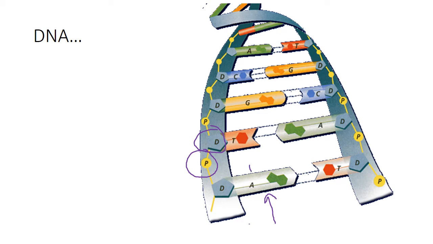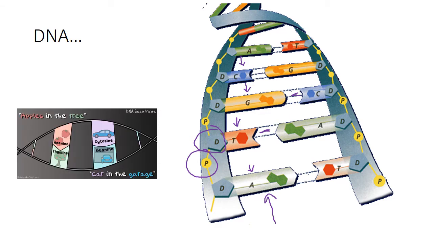The rungs of the ladder, pictured here, are made up of your nitrogenous bases. Here's your adenine, your thymine, guanine, and cytosine. The bases are also going to pair together very specifically. A with T, as pictured here, G with C, as pictured here. And there's not going to be an exception to this. An easy way to remember this is apples in the tree and cars in the garage.